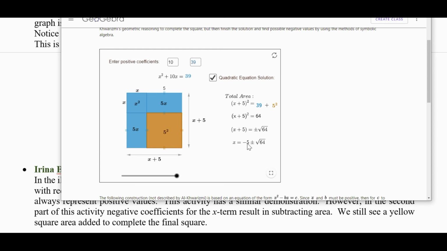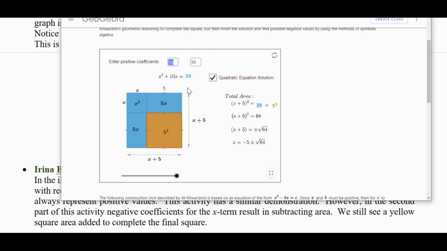So this is then subtract 5. So negative 5 plus 8 would be 3. And negative 5 minus 8 is negative 13. So you could check those two numbers by plugging them in here and making sure that they work out. And so this one gives you a way to work through this.